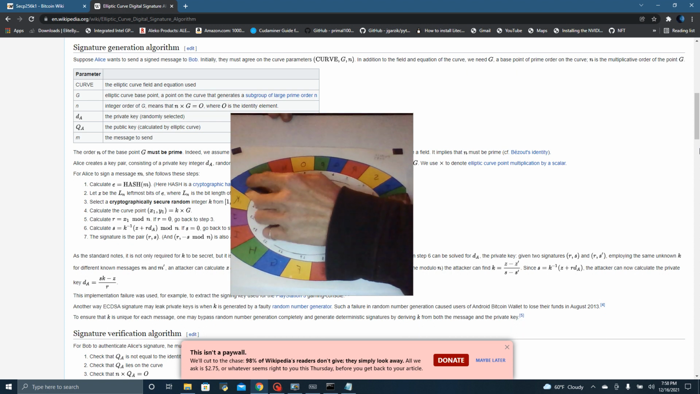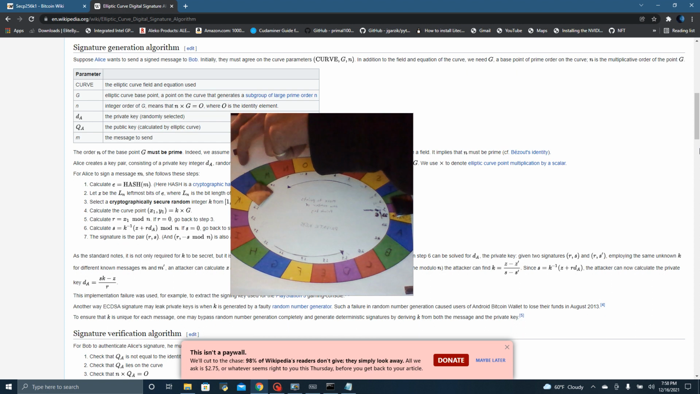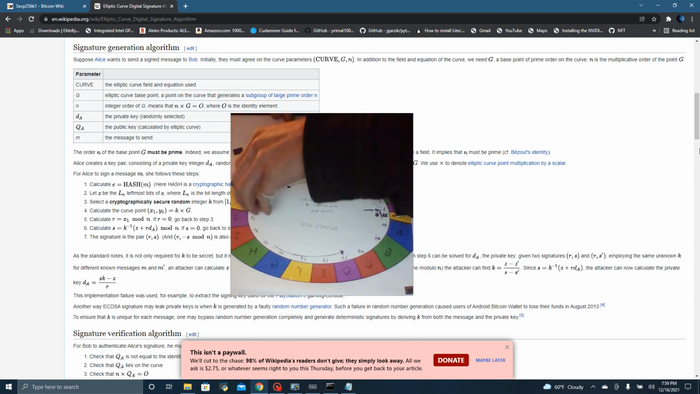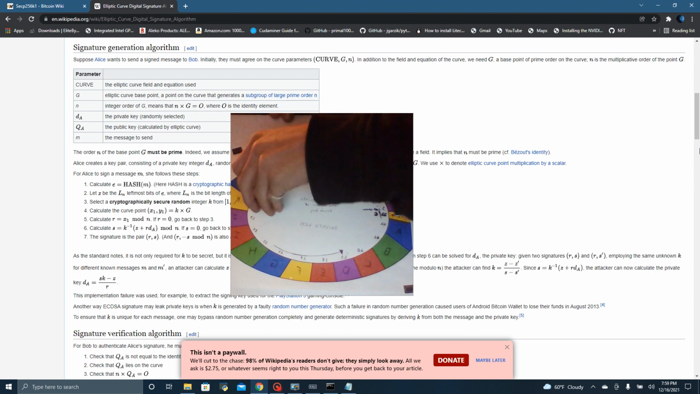Her public key is L. She can tell everybody in the world L. Everyone in the world knows how to get to L. But nobody knows that L's private key is 11. Okay? Nobody knows that. They can only reference this way.